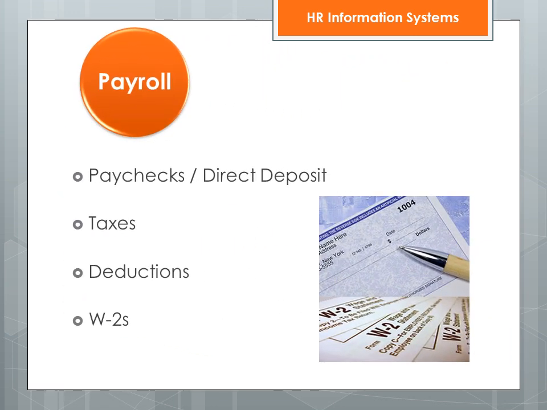Payroll is the first component that we will discuss. In general, the purpose of payroll as part of an HR information system is to provide a company's employees with either paychecks or direct deposit service to facilitate the payment of the employees. As part of that service, providers often also take care of the taxes on both the employee and employer side of the equation. Deductions are also often tracked through HRIS. At the end of the year, providers will give employees and employers W-2s to help with filing their taxes.